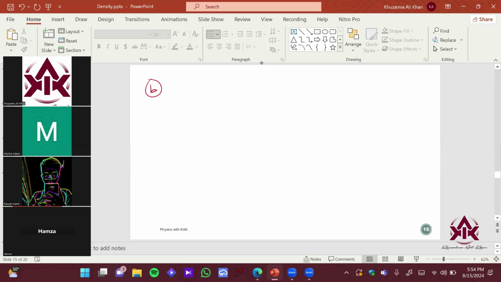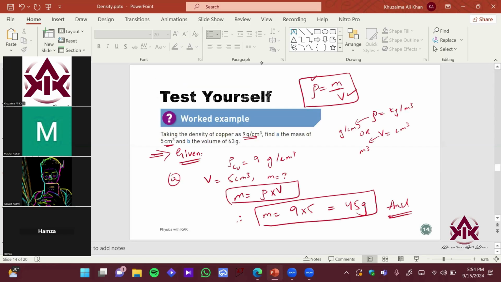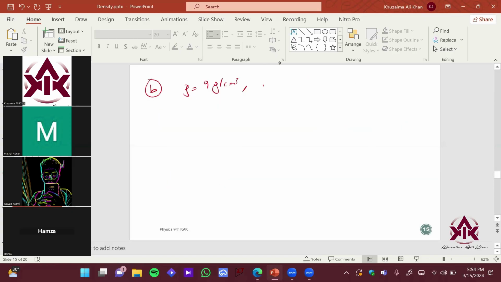So now in part B, we want to find the volume. Given the density of lead is 11 gram per centimeter cube and the mass is 63 grams, we want to find the volume, right?